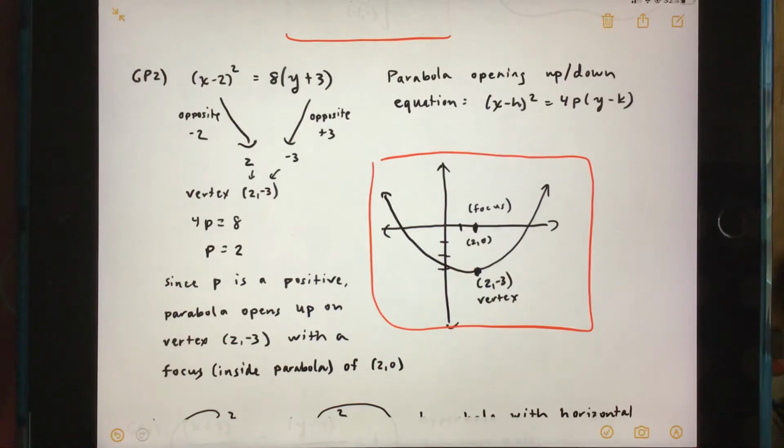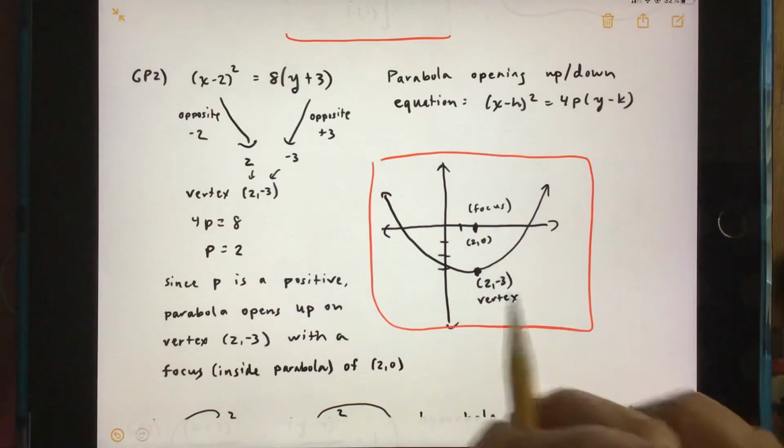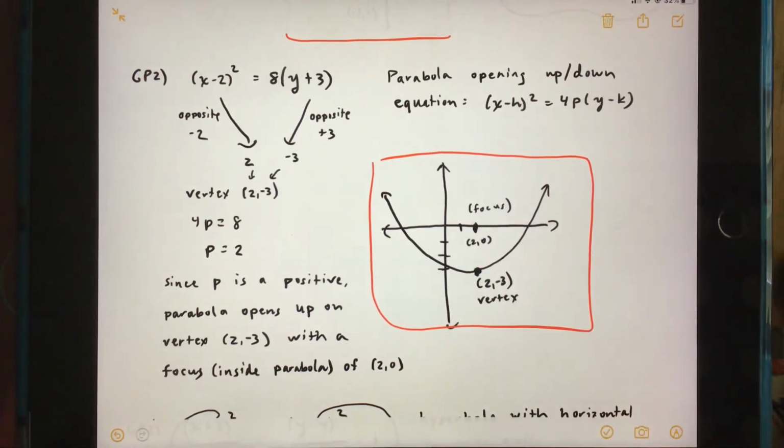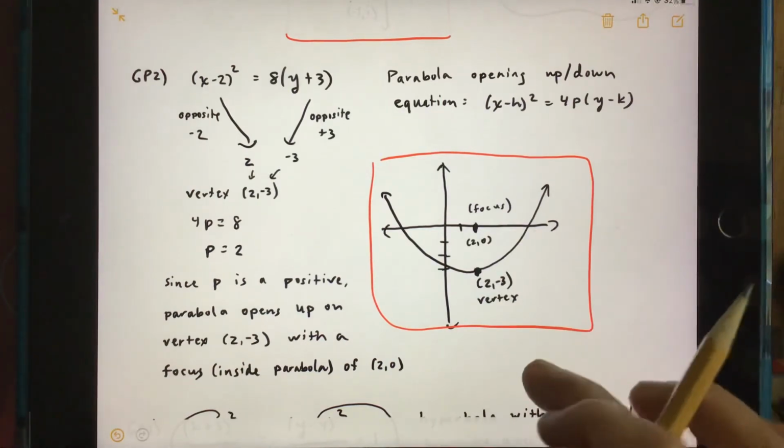Okay, so we have drawn our parabola. We don't know exactly how wide or how skinny it is. We're just simply going to open a parabola up on the vertex and place the focus inside, and that's as much detail as we'll provide for graphing our parabolas that don't happen to have a vertex centered at the origin.